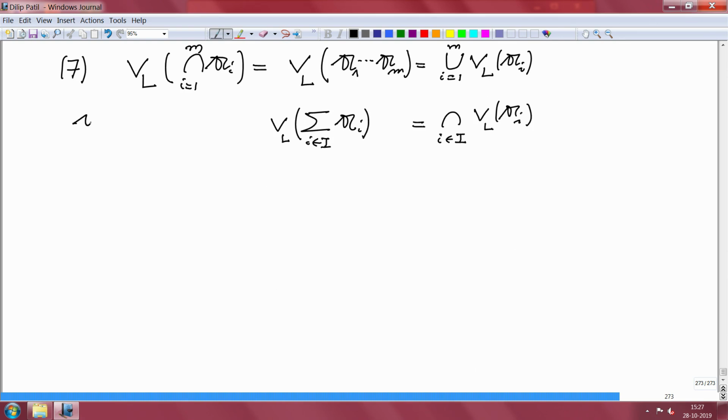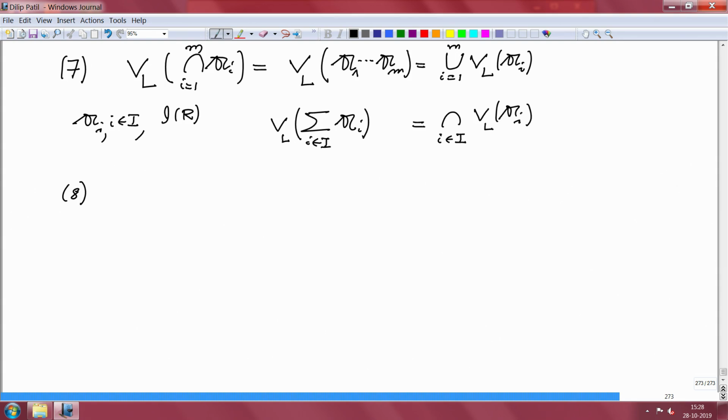Here these are ideals in R. So this shows that an arbitrary intersection of K algebraic sets is again a K algebraic set because it is V_L of this ideal. Alright, so this 7 along with 1 shows that it forms a topology, and that is the Zariski topology. Alright, so now the last one, 8.